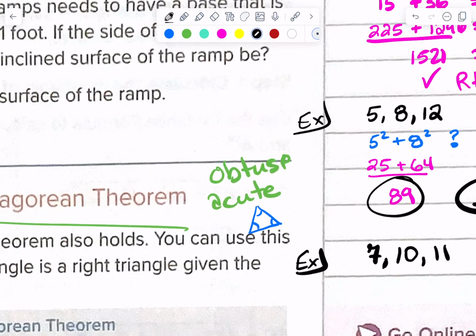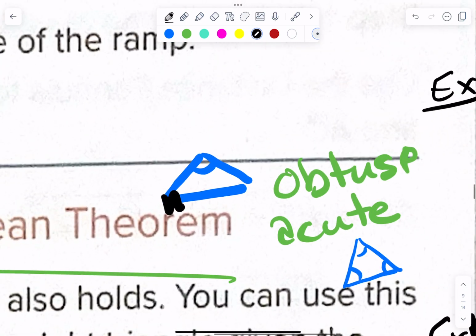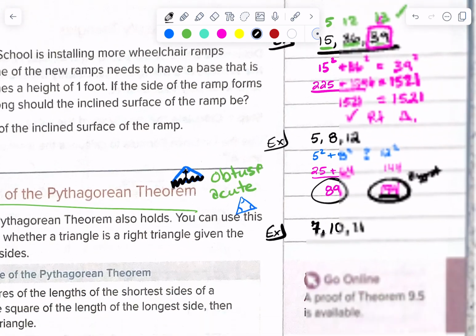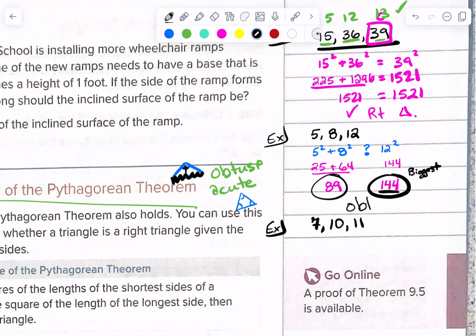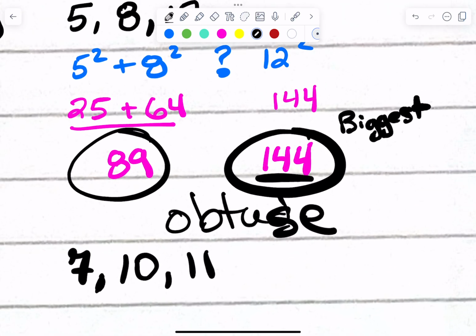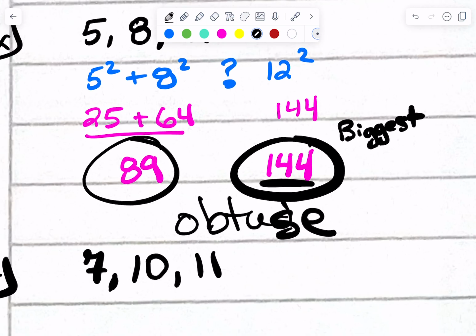So what I have going on here is a really, really big side. And when you have a really big side, you're going to have a really big opening, right? Which means this is going to be an obtuse triangle. Does that make sense? Your biggest side is bigger than the other two, so it's going to be an obtuse triangle.